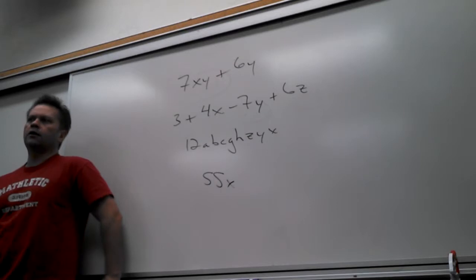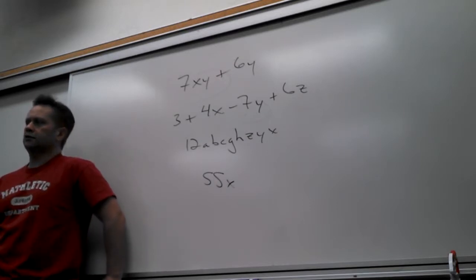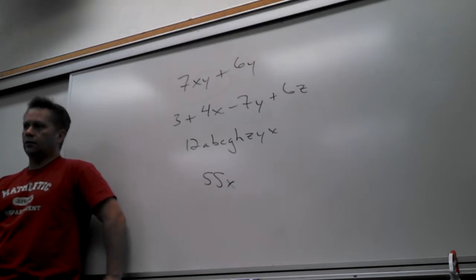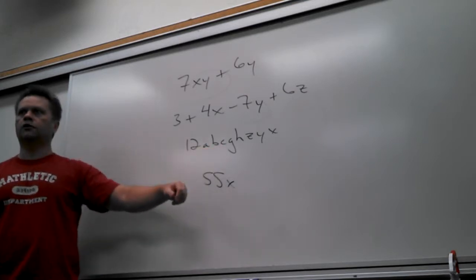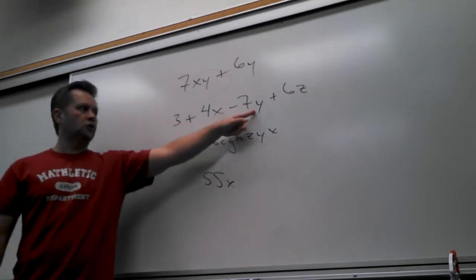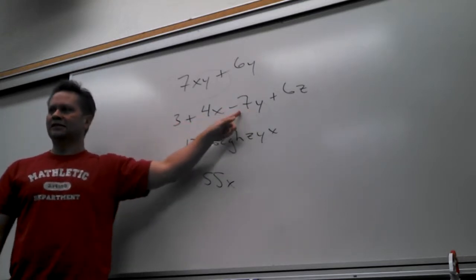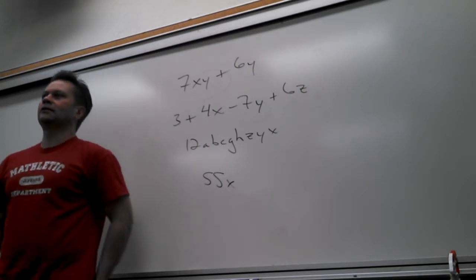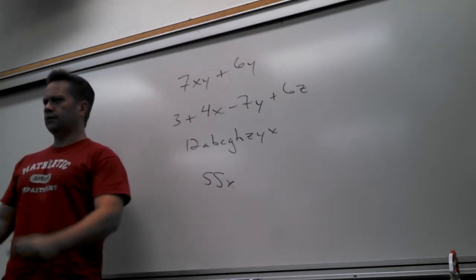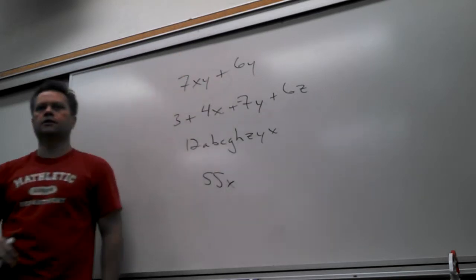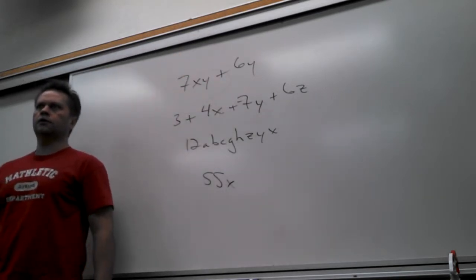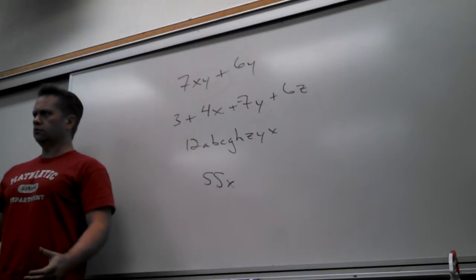One term. Now, what would you say is the coefficient? 55. 55, yes. The coefficient is the number in front of the variables. What's the coefficient of this? 12. What's the coefficient of this term? 7. Careful. Negative 7. Because, of course, right here it would be plus negative. So that's a negative 7 coefficient. I like it. Is that cool?